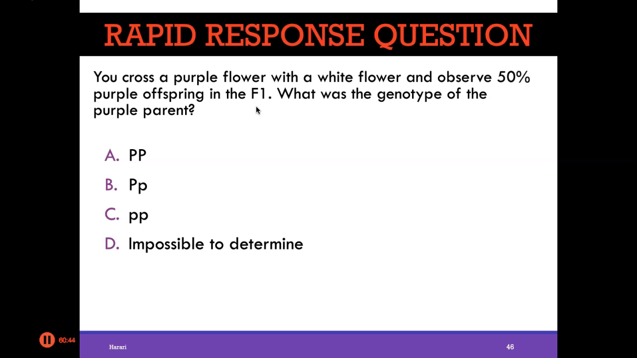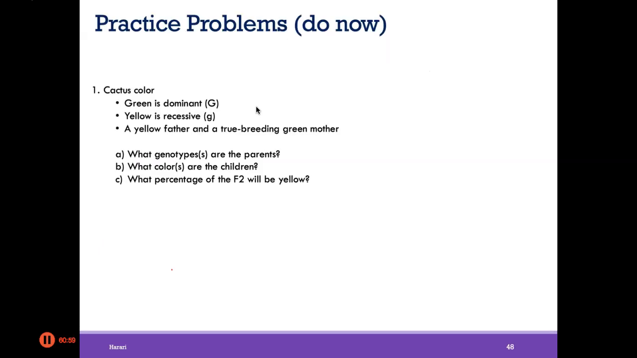Let's say you observe 50% purple offspring. What was the genotype of the purple parent? The answer is B, big P, little p. And again, you should do these Punnett squares in your notes because you'll have to do them on the quiz and exam. Here's a sample problem I'd like you to try right now.